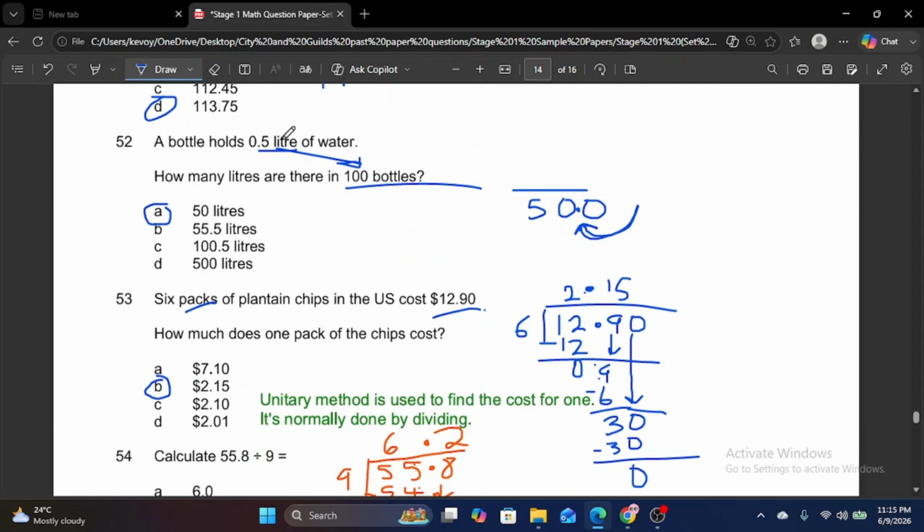A bottle holds 0.5 liters of water. How many liters of water are there in 100 bottles? So all we'll be doing right there is just to multiply. So you have a 100 multiplied by 0.5.